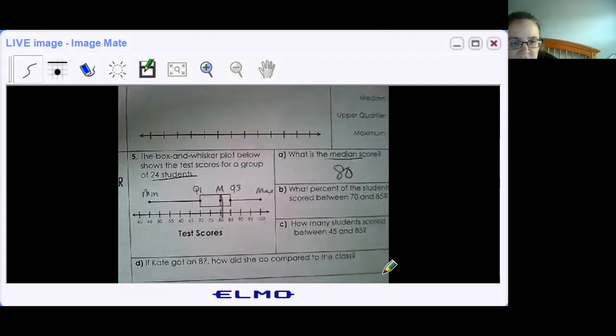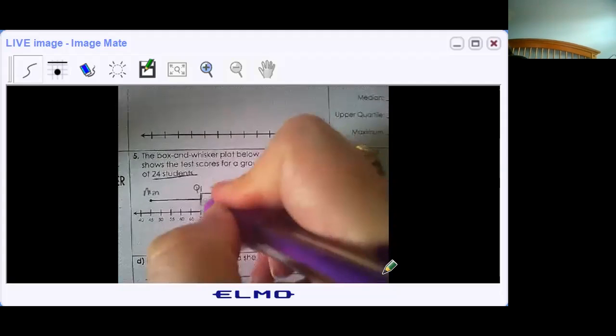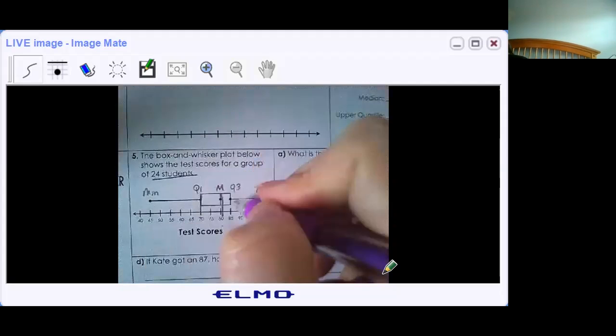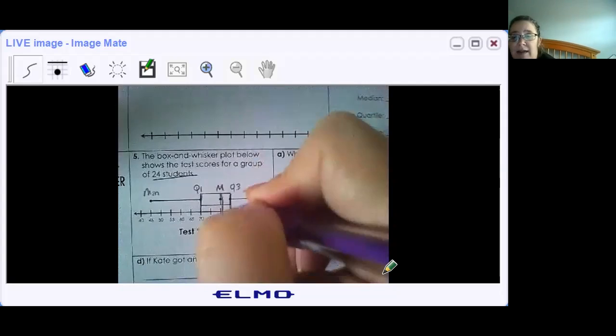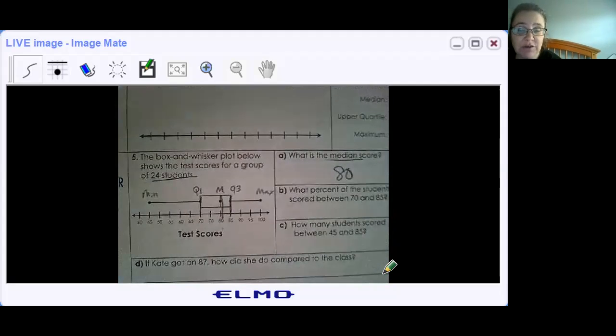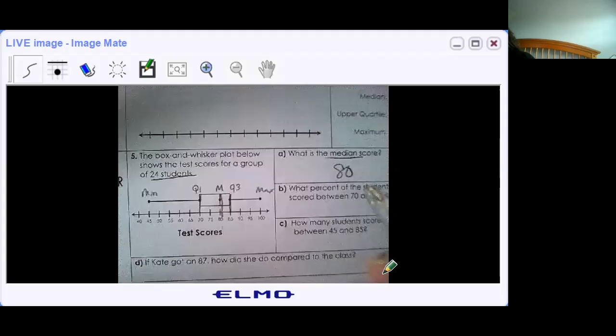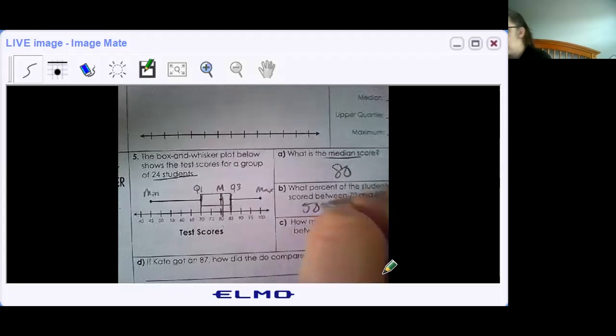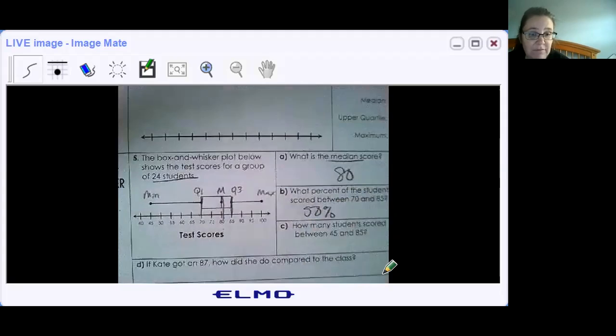What percent of students scored between 70 and 85? Well, let's look. Here's 70, here's 85. That's my entire box. That's 2 sections of my graph. So how many kids scored between a 70 and 85? Well, the box represents half my information. So 50% or half the people scored between 70 and 85.